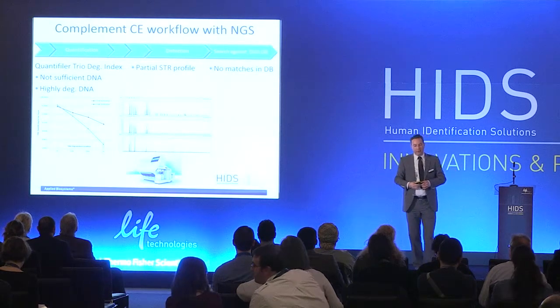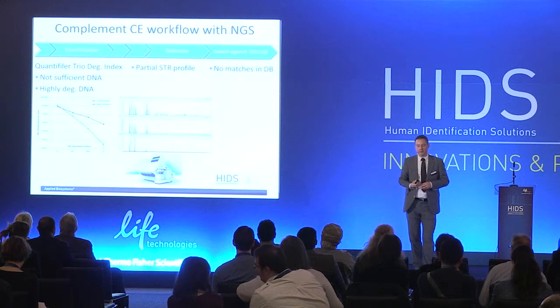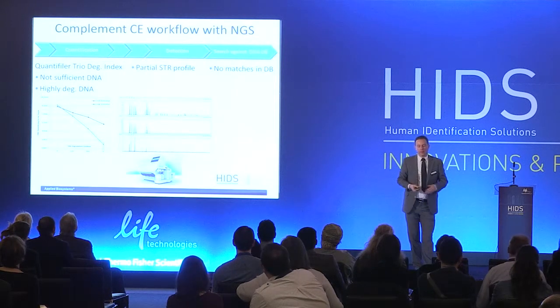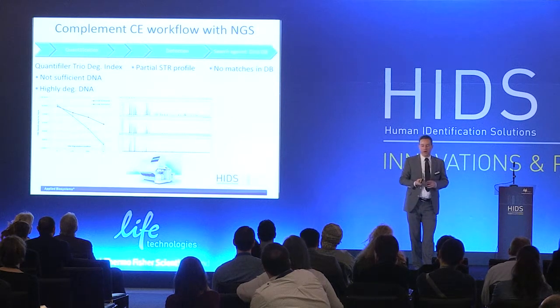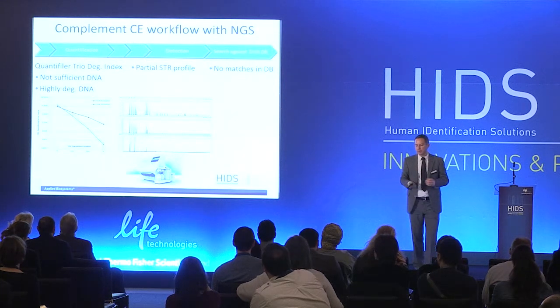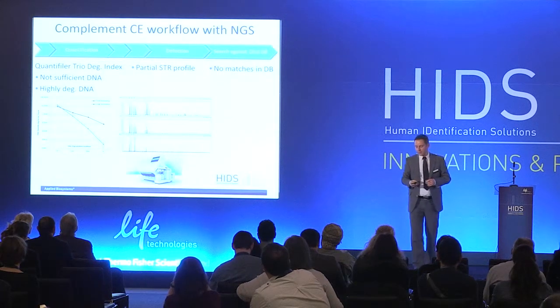And we currently see next generation sequencing really as a complement to the existing capillary electrophoresis workflow in situations where, for example, a Quantifiler Trio kit might tell you, okay, there's a degradation going on, or you only get a partial STR profile or no match in the DNA database, then you might want to start looking at your sample also with an NGS.